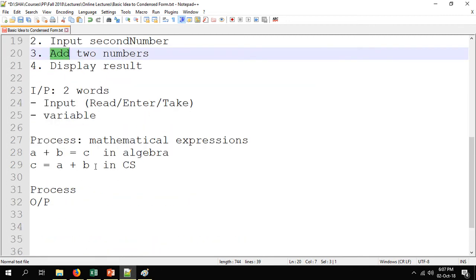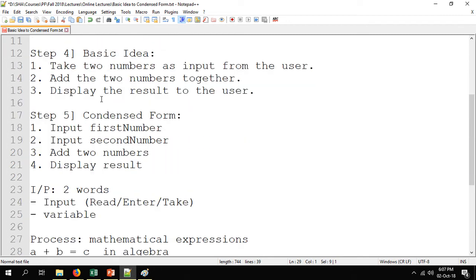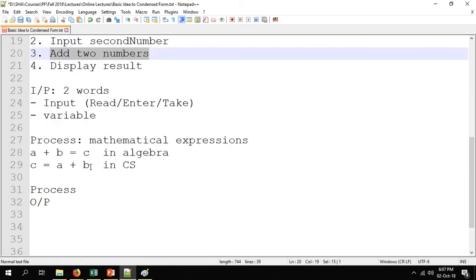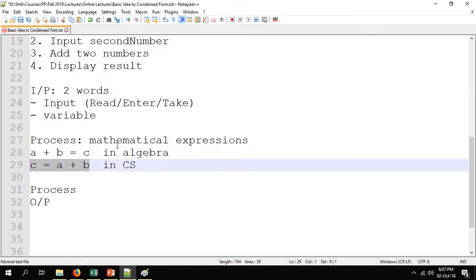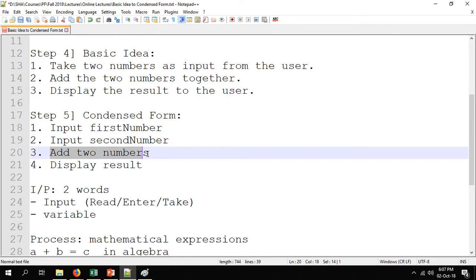In step 3, we need to write something like this: C equals A plus B. So we'll replace this, add two numbers. Let me use this expression and let's see what changes we need to make here. C equals A plus B. This means that A and B are two variables, and we need to add the values of these two variables, and then store this sum into a third variable.